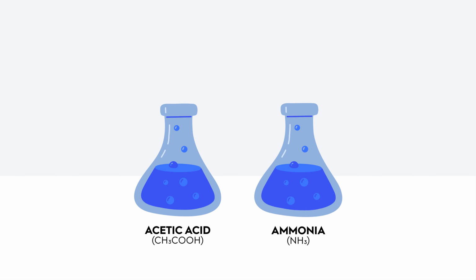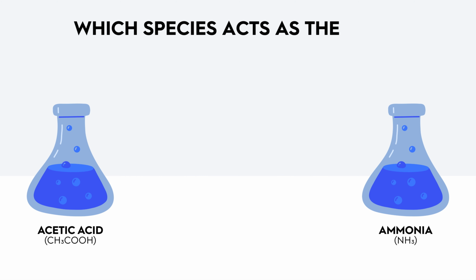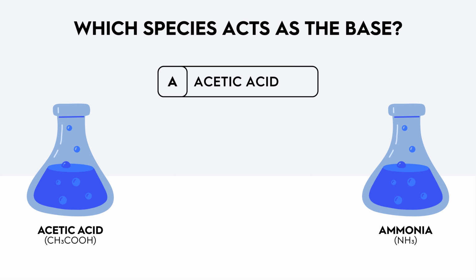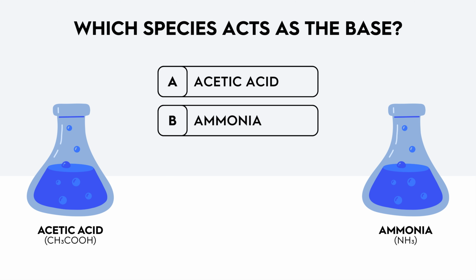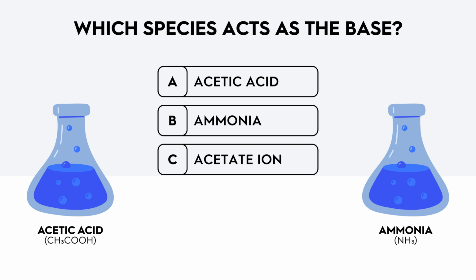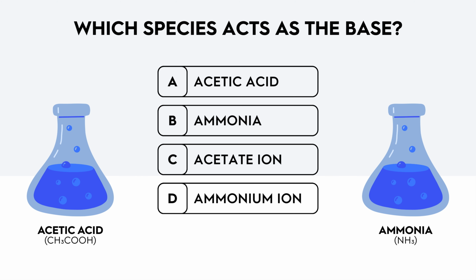Pop quiz. In the reaction between acetic acid and ammonia, which species acts as the base? Is it A, acetic acid, B, ammonia, C, acetate ion, or D, ammonium ion? Lock in your answer. We will reveal it in the video.